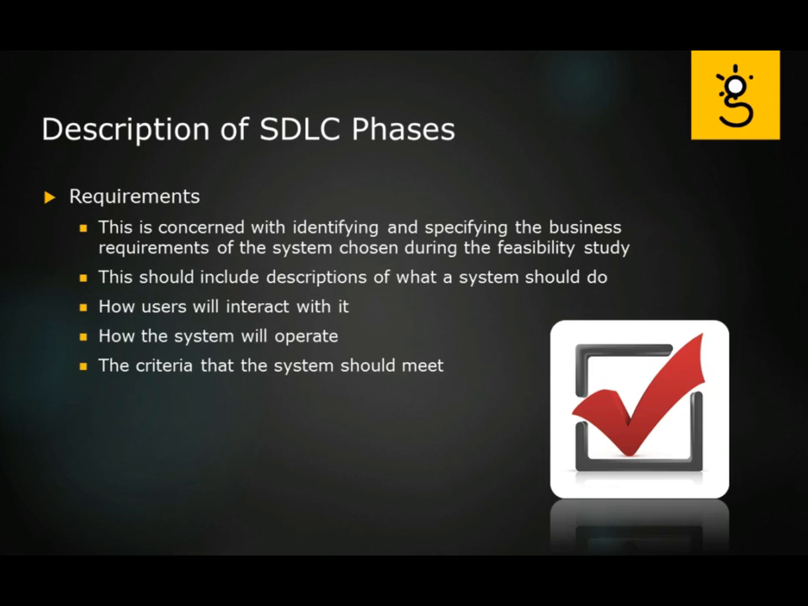The other part of the phase after feasibility was requirements. Now here we're concerned with identifying and specifying the business requirements of the system that we're going to choose during the feasibility study. Now this should include the descriptions of what that system should do, how the users are going to interact with it, how the system will operate, and the criteria that the system should meet. In other words, we're really laying out a blueprint of what the end product should look like.